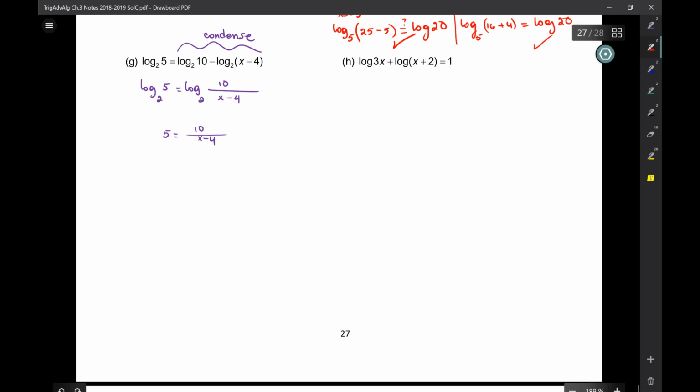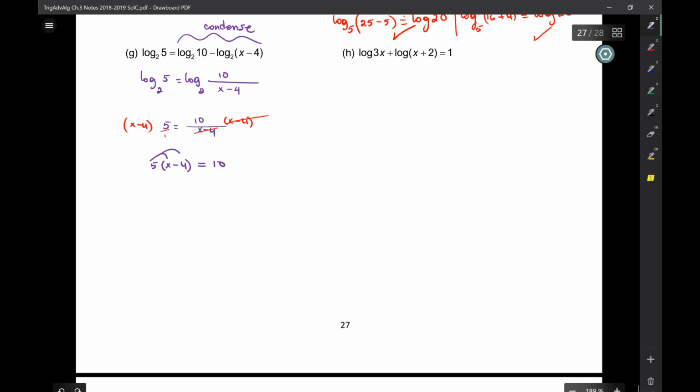Now you have the LCD is x minus 4 for both of these, so you can multiply both sides by x minus 4. 5(x minus 4) is equal to 10. 5x minus 20 is equal to 10. And now I think I'll add 20 to both sides. 5x is 30, so x is 6. But then we have to check.